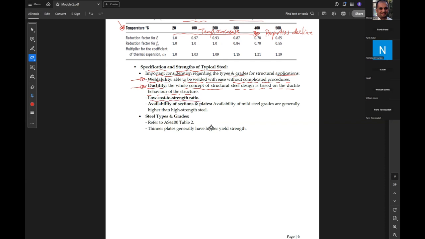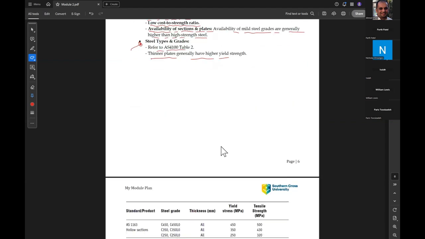Low cost to strength ratio. Availability of sections and splits. Availability of mild steel grades is generally higher than higher strength steel, because higher strength steel needs more carbon. So mild steel is more available and cheaper than high strength steel. For steel types and grades, refer to standard 4100. Thinner plates generally have higher yield strengths.